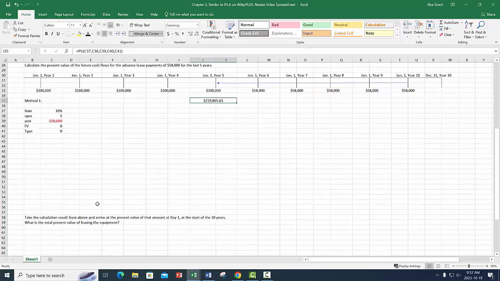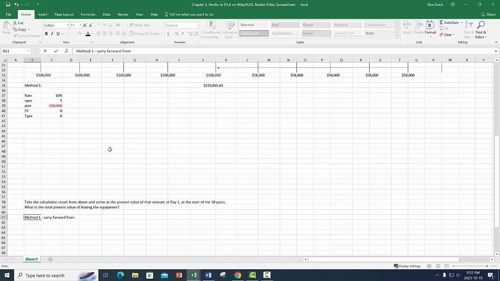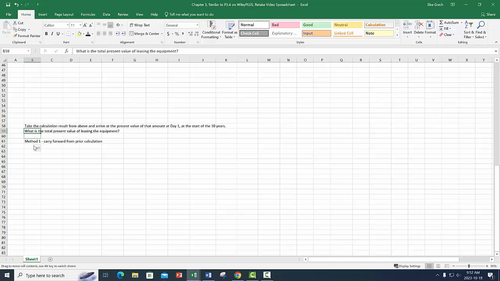So I'm still using method 1. This method 1 is carried forward from the prior calculation, and it's very important to understand that I'm carrying this forward. Now it says, take the calculation result from above and arrive at the present value of that amount at day 1, the start of the 10 years. What is the total present value of leasing the equipment? Well, that's a separate question. Let's just transfer that question way down here. There we go.